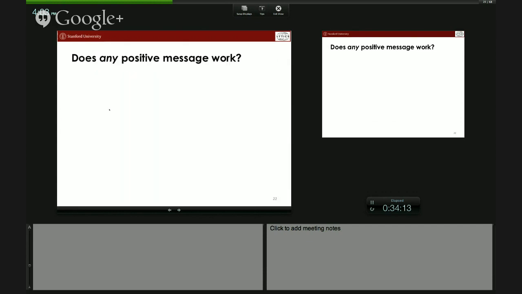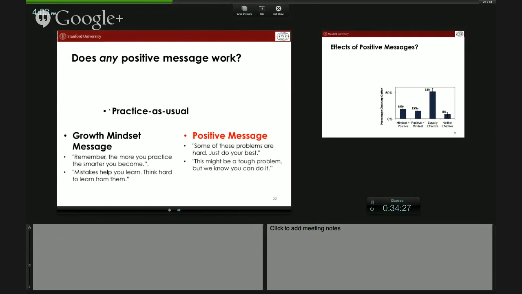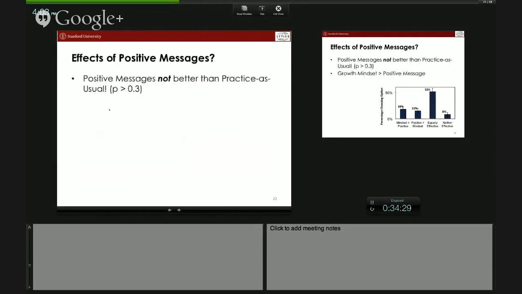Okay, so this is really testing directly, does any positive message work? And in fact, the theoretical point here is, what is it that's making people change their behavior when you're cultivating a growth mindset? So we have three conditions now. Positive messages don't do any better than practice as usual. Seeing that positive message isn't any better than seeing nothing at all. And if you compare growth mindset, it's still helping more than that positive message.